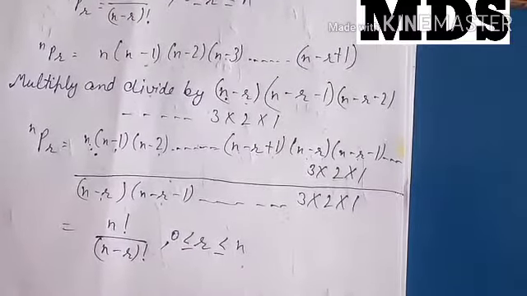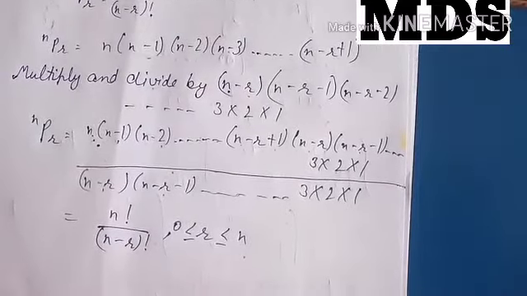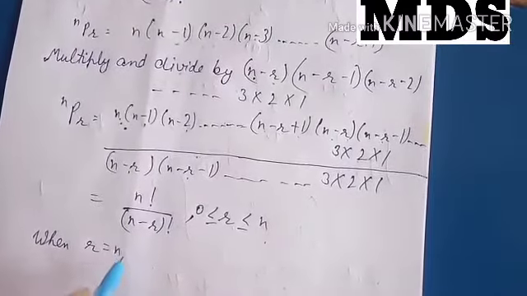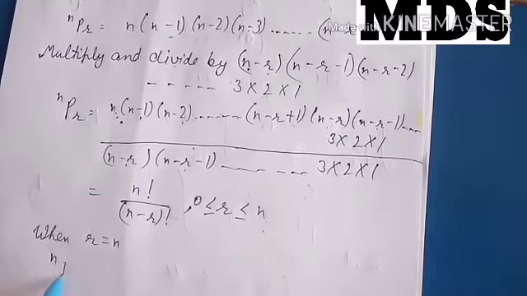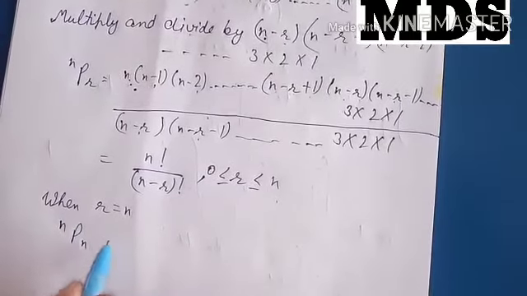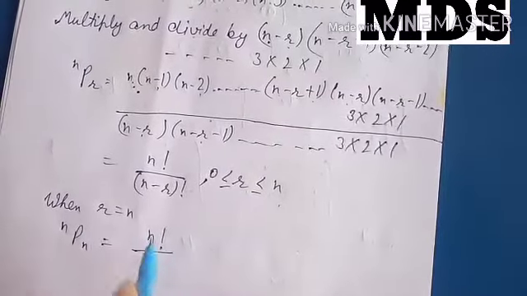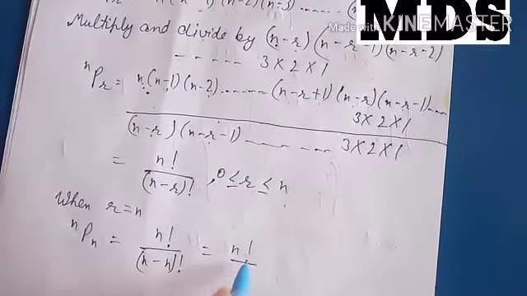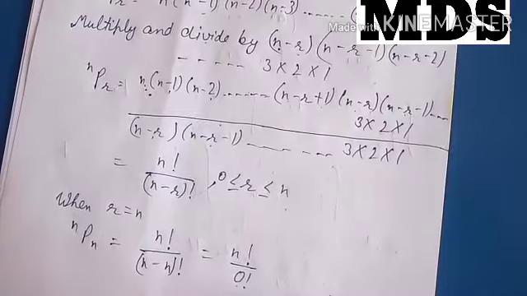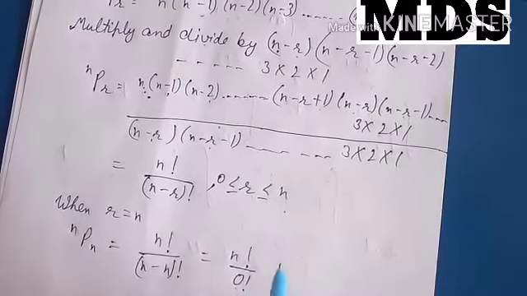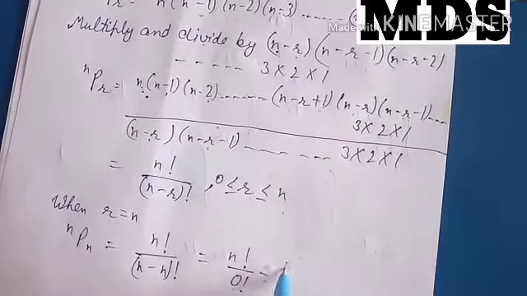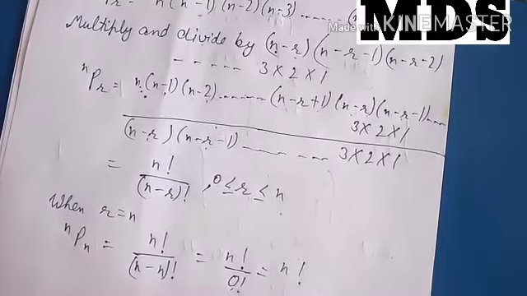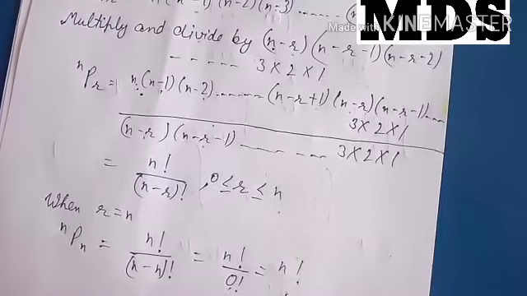Okay, so if we take a particular case when r is equal to n, what will be our nPn? It will be n factorial divided by n minus n factorial. This means n factorial by 0 factorial. And what is the value of 0 factorial that we have discussed? That is 1. So this will be n factorial. So that means it is applicable for r equal to n also.